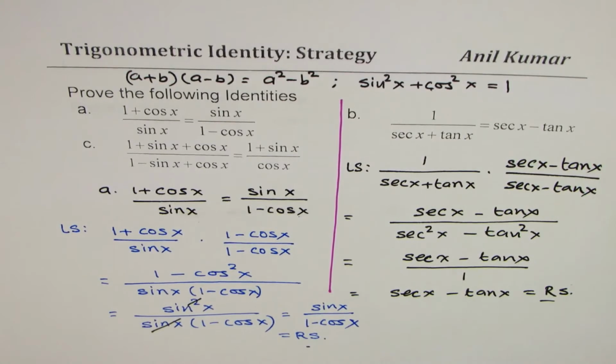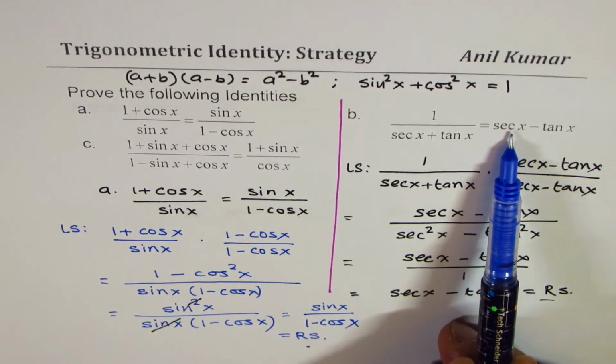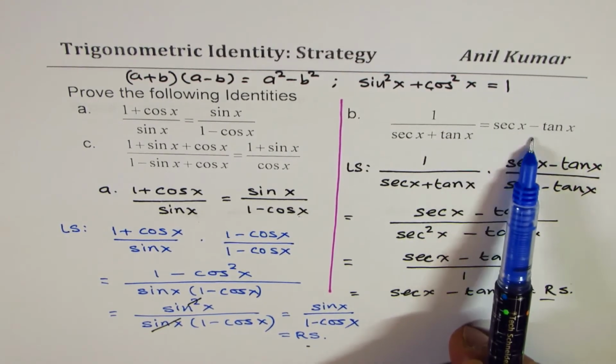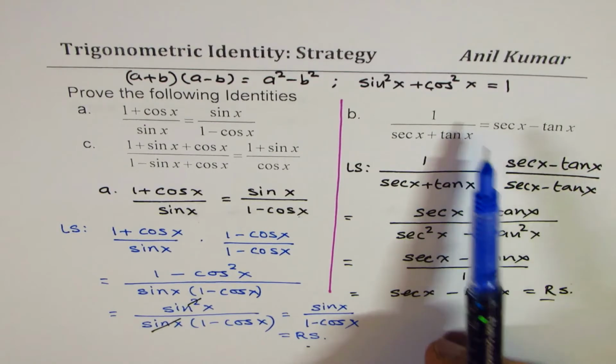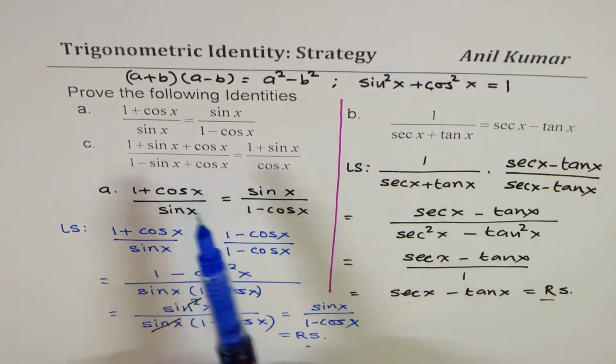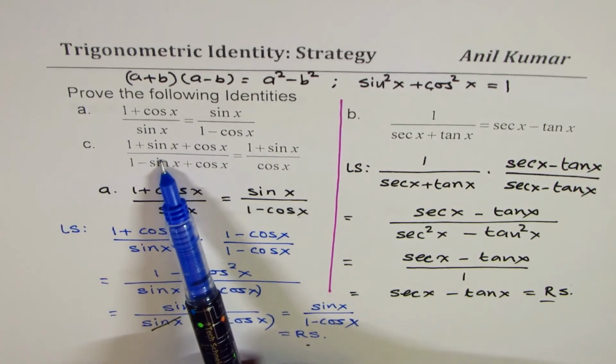So here the strategy which we have used is again that we have multiplied and divided by the same factor which we need to prove, right? Which is on the right side. So it's kind of a hint, right? Now we're going to apply the same strategy here to prove this particular identity.